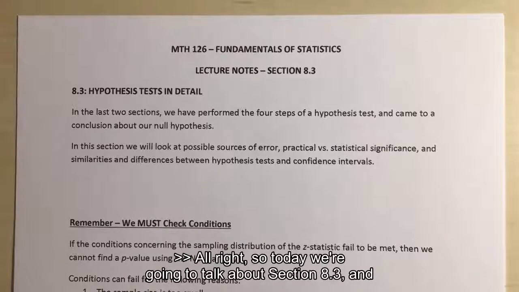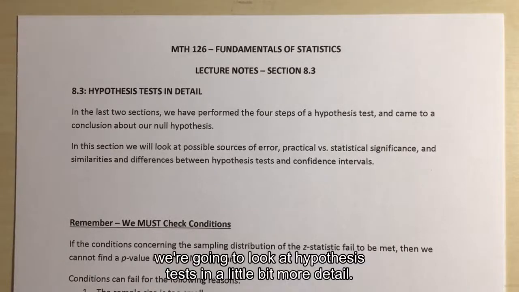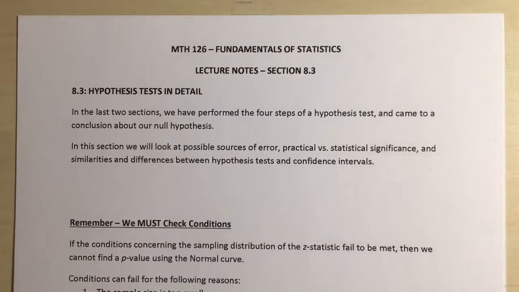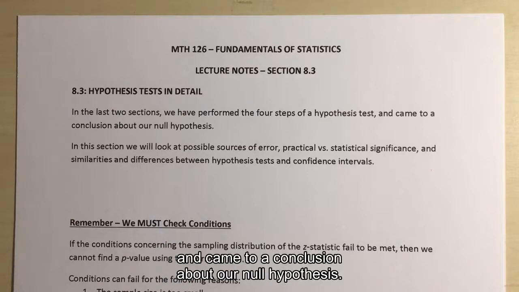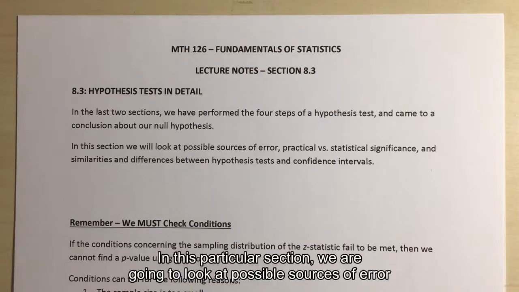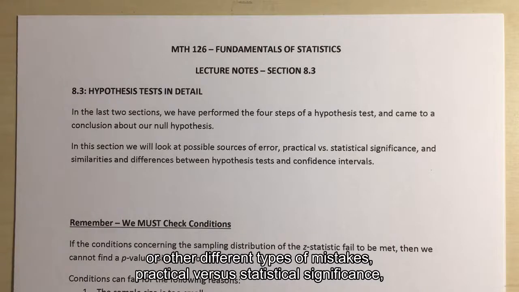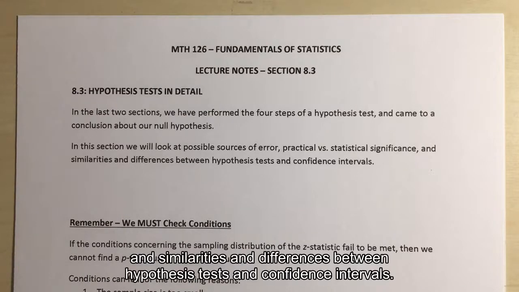Alright, so today we're going to talk about section 8.3, and we're going to look at hypothesis tests in a little bit more detail. In the last section we performed 4 of the steps of the hypothesis test and came to a conclusion about our null hypothesis. In this particular section we're going to look at possible sources of error or other different types of mistakes, practical versus statistical significance, and similarities and differences between hypothesis tests and confidence intervals.